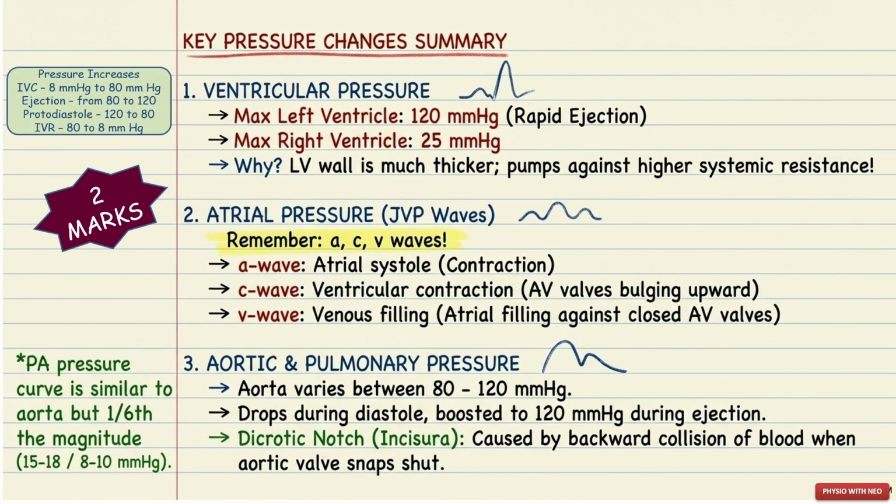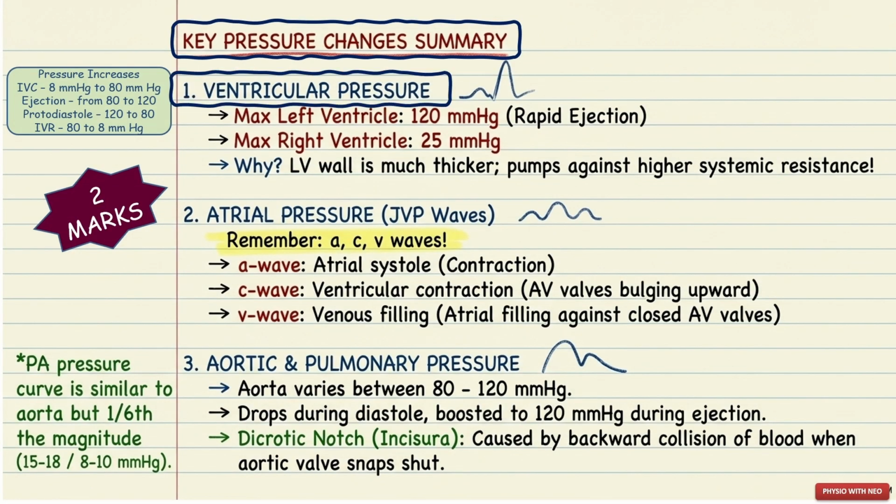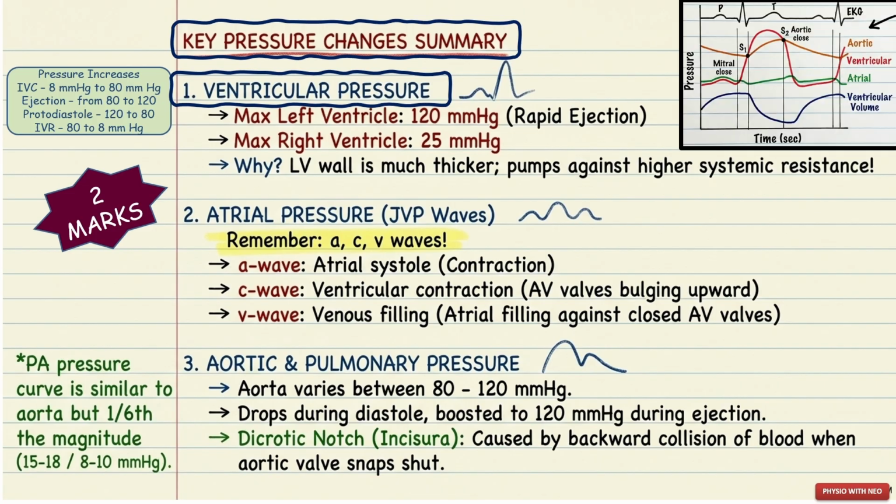After the phasic changes, here comes the second part of the answer, that is the pressure and volume changes. So let's start with it. The key points are ventricular pressure change, atrial pressure change, and aortic and pulmonary pressure. To describe the ventricular pressure, we need to draw this Wiggers diagram, and this part shows the ventricular pressure change.